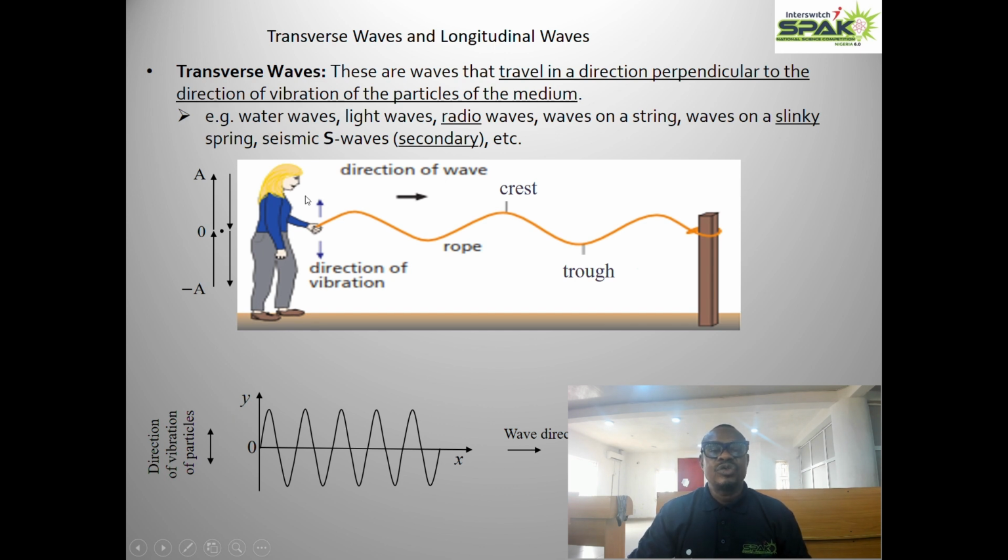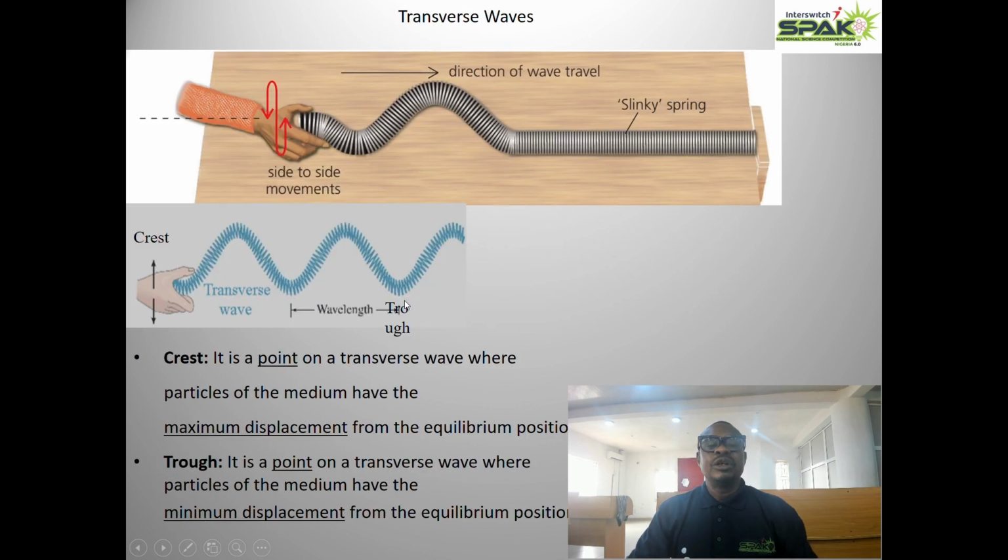Let's take some examples. Water waves, of course, go up, down, up, down. The up and down is the direction of vibration, and as it goes up and down, it is spreading, which is the direction of wave. We also have light waves and radio waves, which are referred to as electromagnetic waves. So these are also examples.